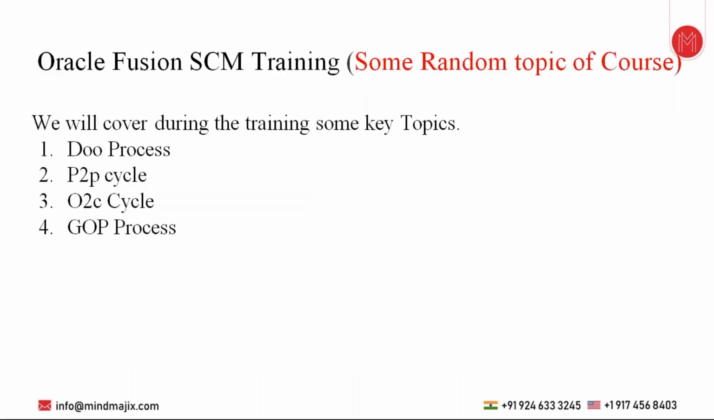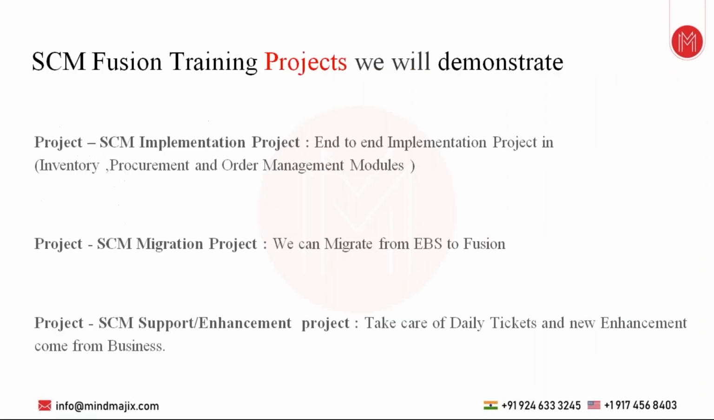So these are the key topics during this training: the P2P cycle, O2C cycle, GOP process, and DOO process. We will do these in detail during the training, but right now I am just telling you these are the key topics in this training.